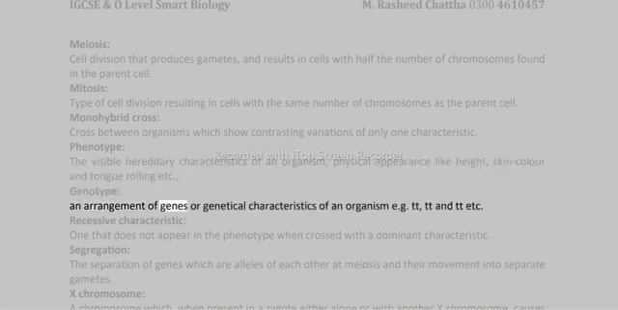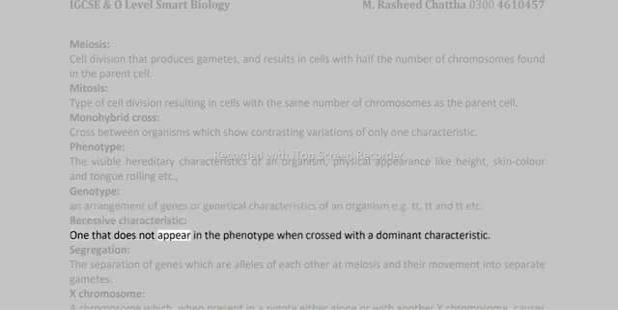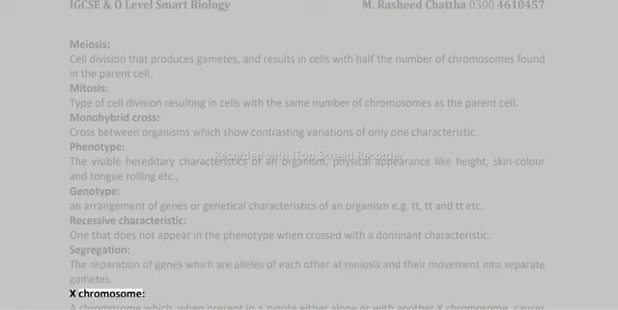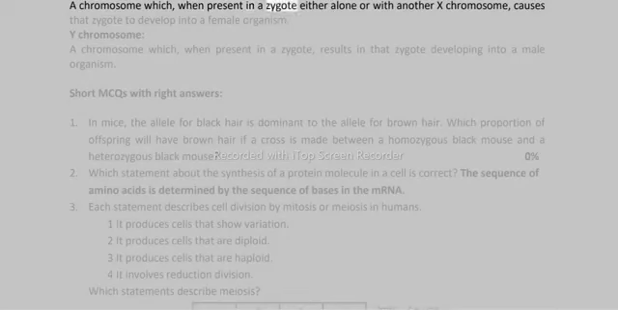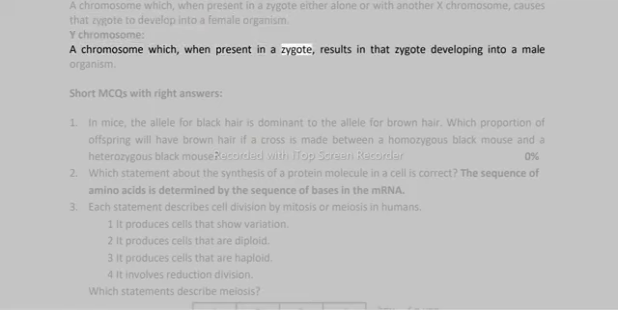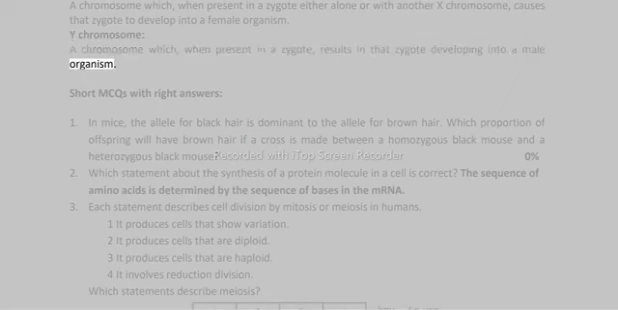Genotype: an arrangement of genes or genetical characteristics of an organism, e.g. TT, Tt, and tt, etc. Recessive characteristic: one that does not appear in the phenotype when crossed with a dominant characteristic. Segregation: the separation of genes which are alleles of each other at meiosis and their movement into separate gametes. X chromosome: a chromosome which, when present in a zygote either alone or with another X chromosome, causes that zygote to develop into a female organism. Y chromosome: a chromosome which, when present in a zygote, results in that zygote developing into a male organism.